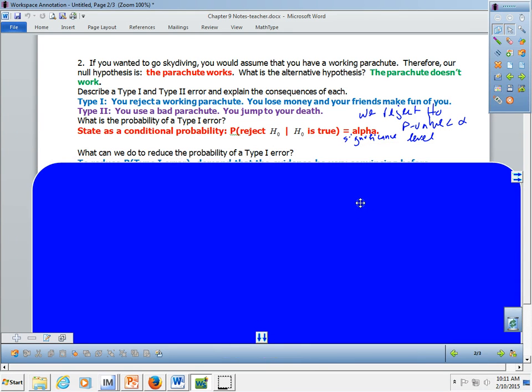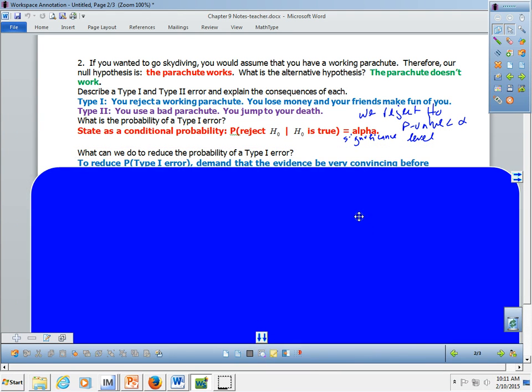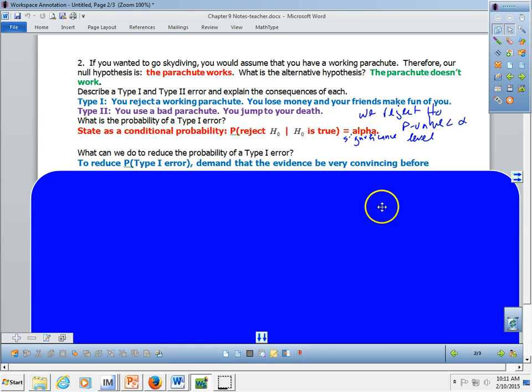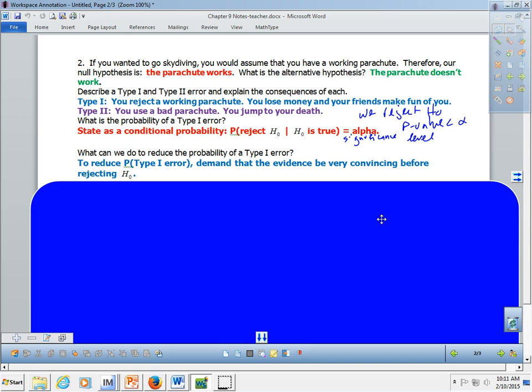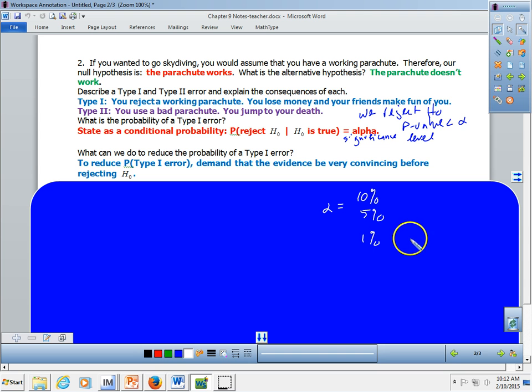Now, what can we do to reduce the probability? Well, I just said it, right? What can we do to reduce the probability of a type 1 error? To reduce type 1 error, demand that the evidence be very convincing before we reject H naught. Our alpha levels could be anything, but some popular alphas are 10%, 5%, or even 1%. So my p-value would have to fall under 10% or 5% or 1%.